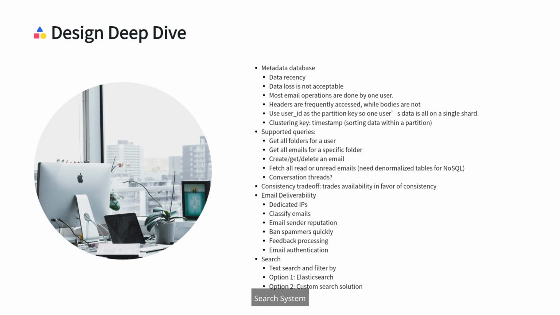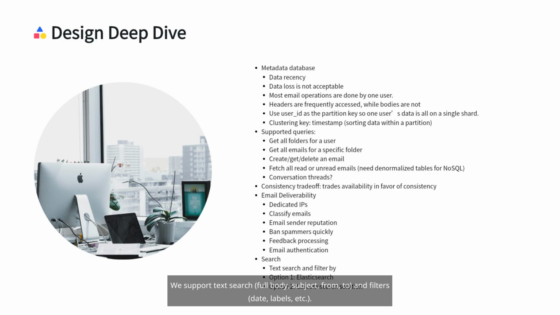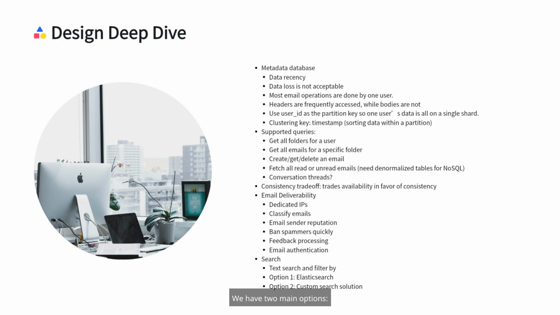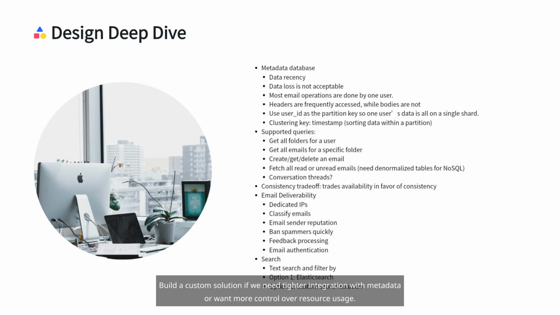3. Search system. Fast, flexible search is crucial for a good email experience. We support text search, full body, subject, from, to, and filters, date, labels, etc. We have 2 main options. Use Elasticsearch, which is a common industry choice. It supports inverted indexing, relevancy ranking, and scales horizontally.